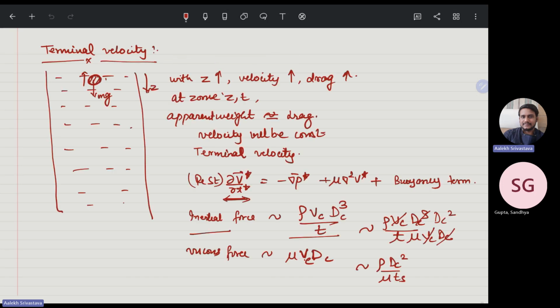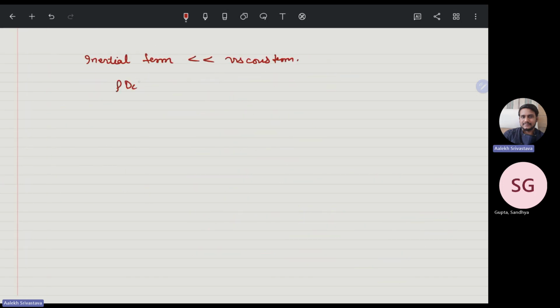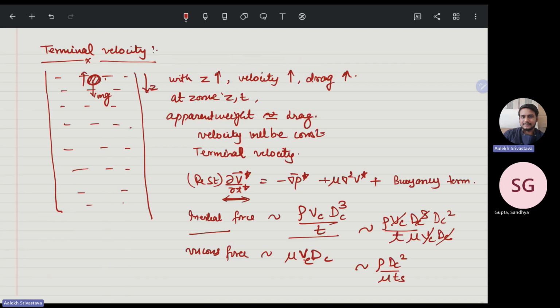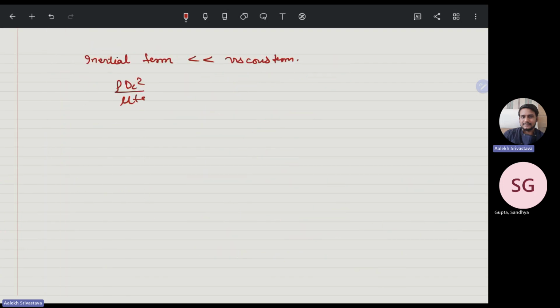Therefore, this term rho d c square by mu t s is less than 1, or when t s is greater than rho s d square by mu. So at this time, we can say that the unsteady state term can be neglected.